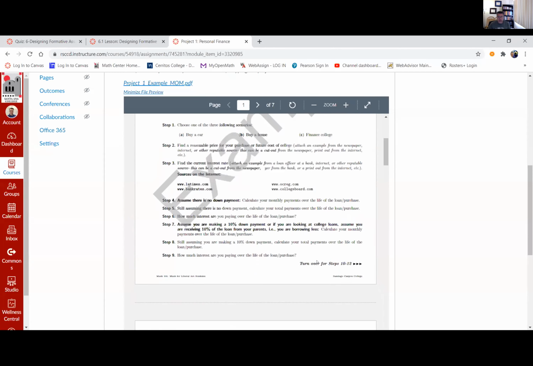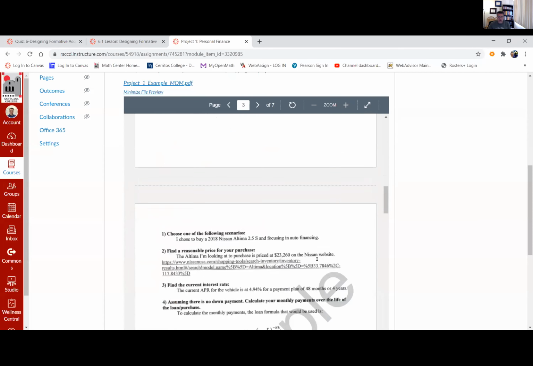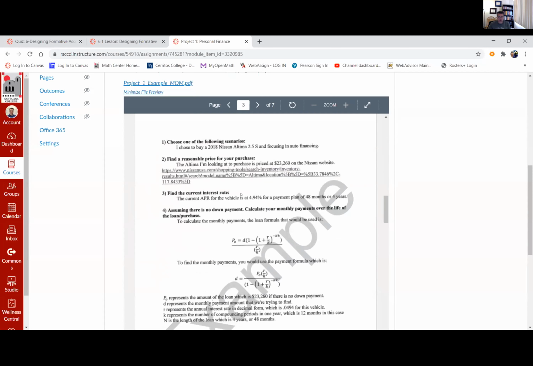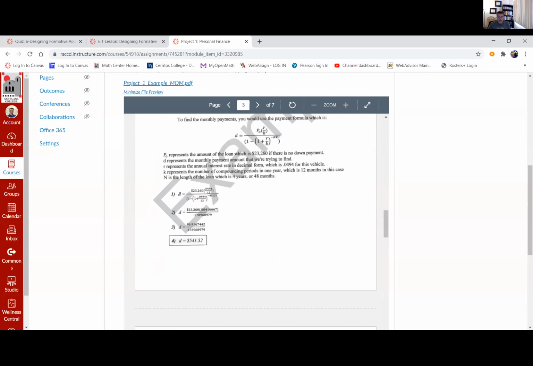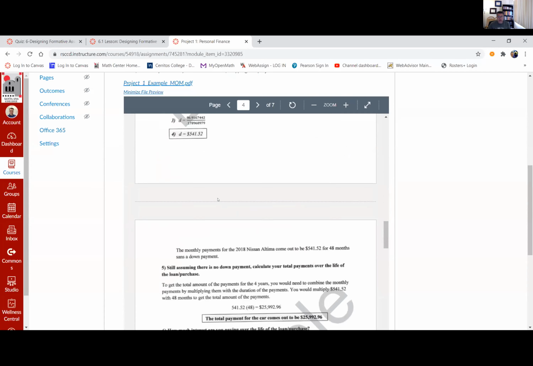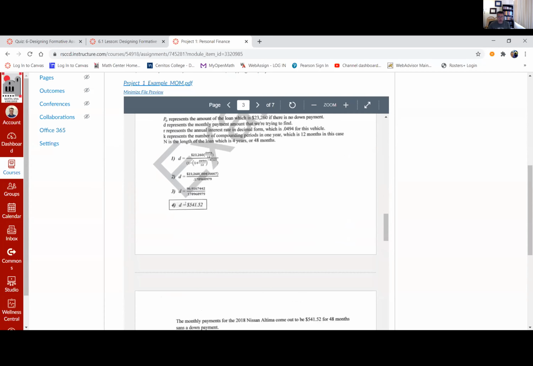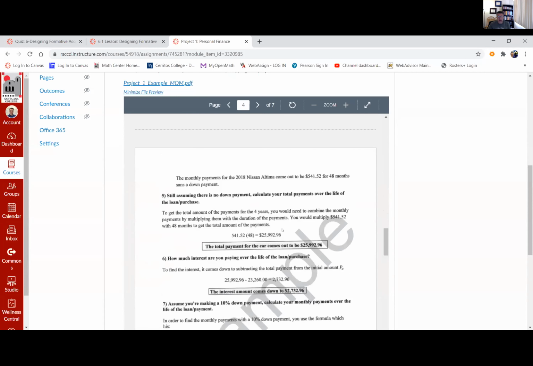Okay, so this is an example. This is what they did. They filled out all of this, used the correct formula, and calculated their payment. This is how much payment they would be paying out. The one that I used in class was financing a car, so they use that one as well here.